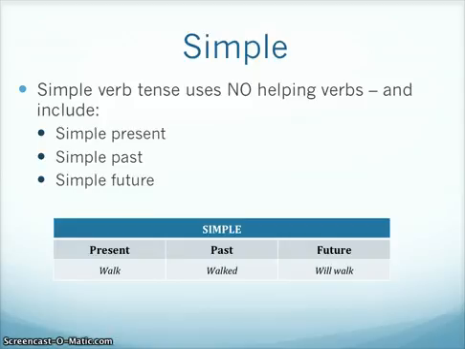And we're just going to conjugate the verb walk throughout learning all of these 14 verb tenses. So simple present would be walk, simple past would be walked, and simple future is will walk. You need the helping verb will to indicate future.